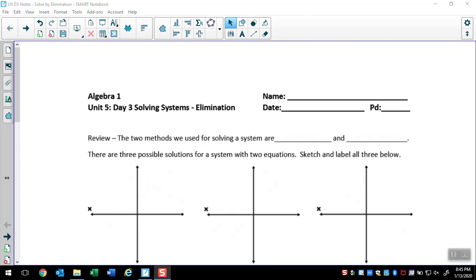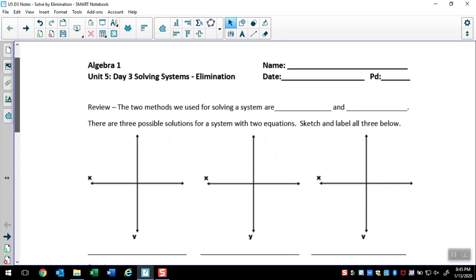Hi everyone. Today we're going to be talking about our third method for solving systems of equations. So let's just do a quick review. So far, the two methods that we have used for solving a system are graphing and substitution. When we're solving a system, there are three possible solutions for a system with two equations. So we're just going to briefly sketch and label those three types of solutions.